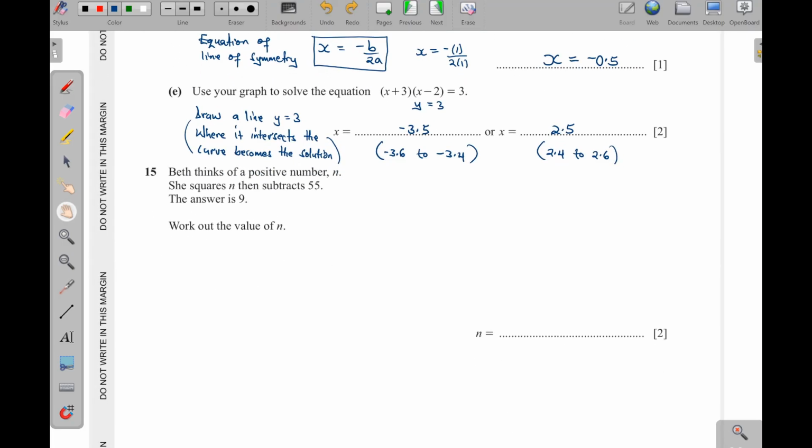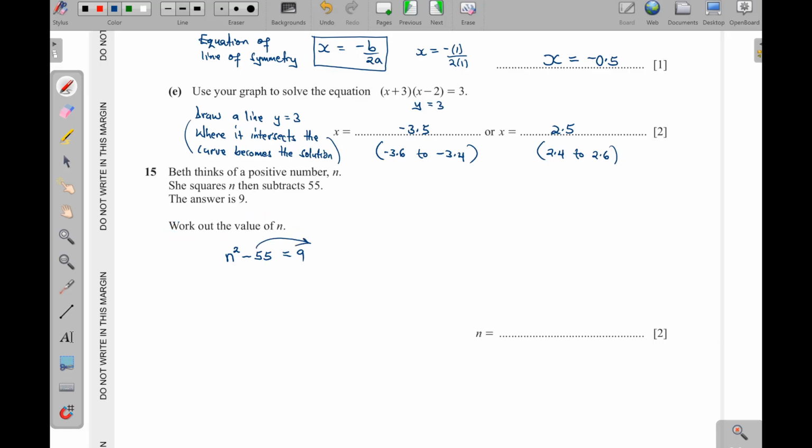Then question 15: Beth thinks of a positive number n. She squares the number, then subtracts 55. The number is n here. She squares n, then subtracts 55. So we are going to have n squared minus 55 here. The answer is 9. We have formed an equation. You see that? Work out the value of n.